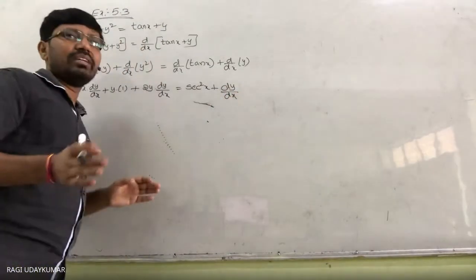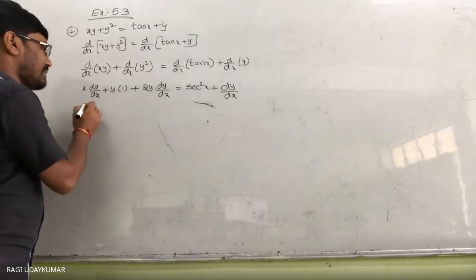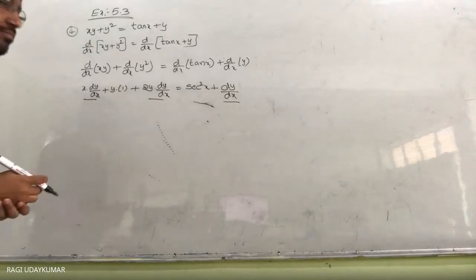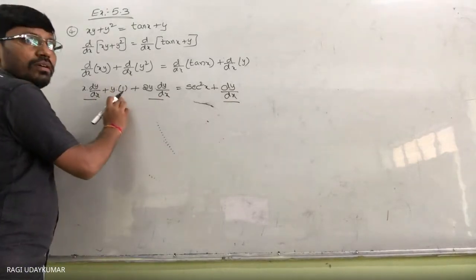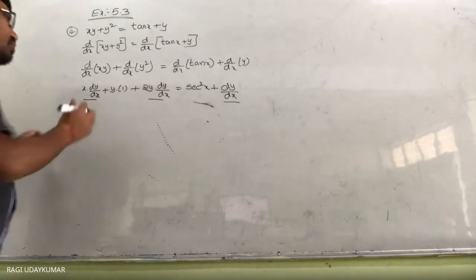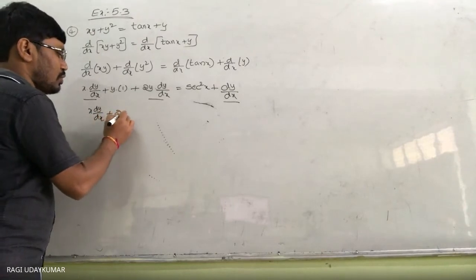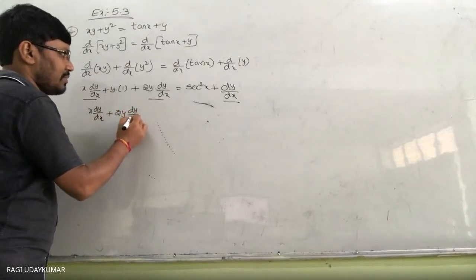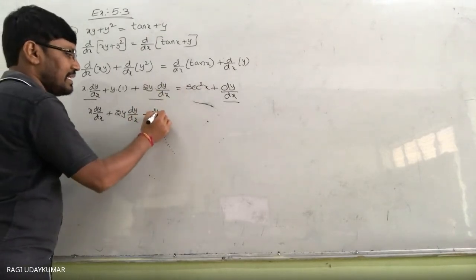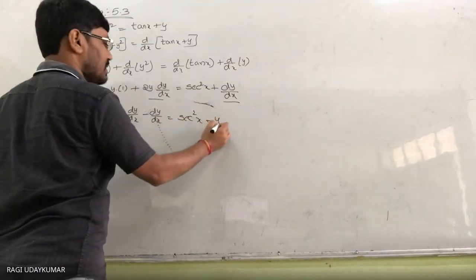Now, wherever you have dy by dx, all that should be taken together, and this is other than the dy by dx. So x dy by dx plus 2y dy by dx minus dy by dx is equals to secant square (x plus y) minus y.